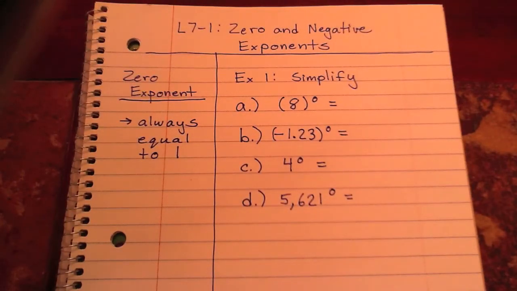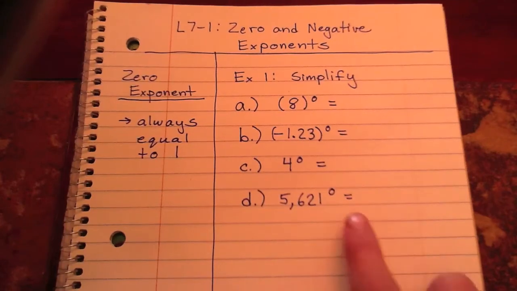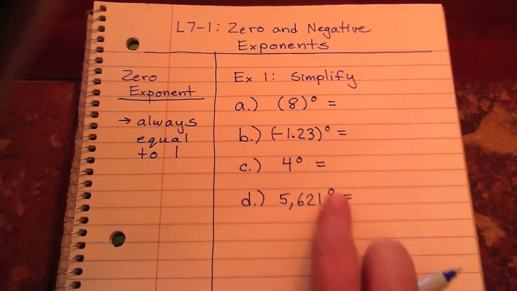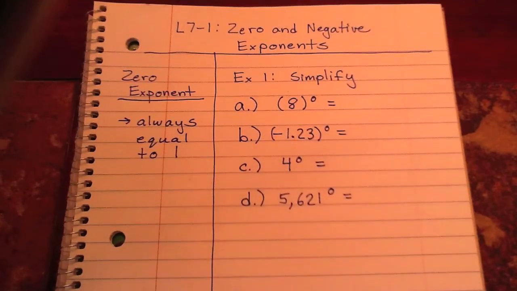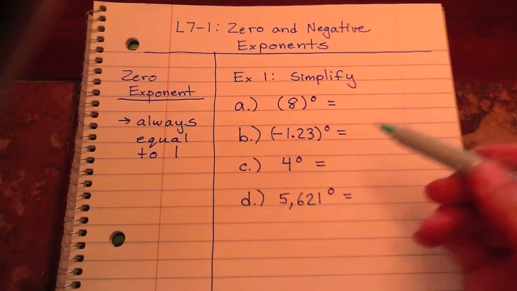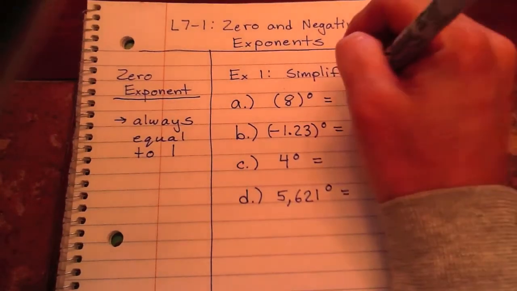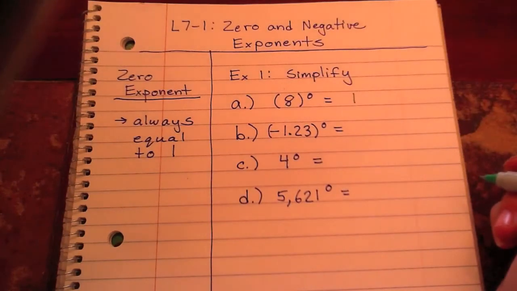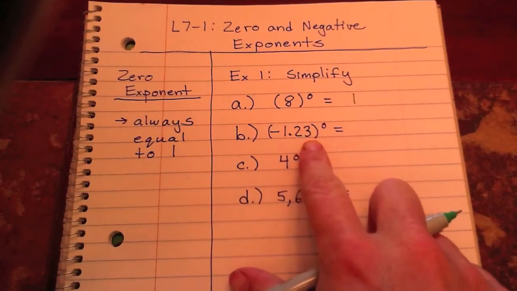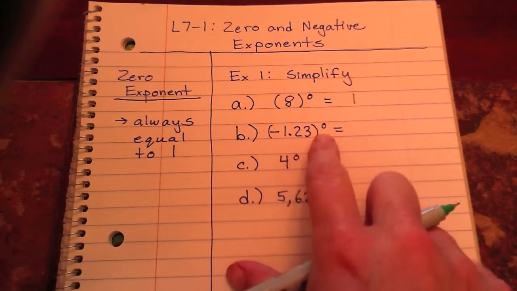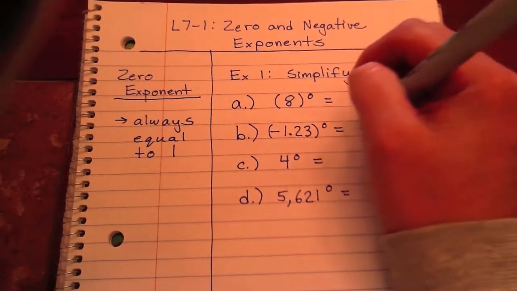Now, as we get further into the chapter, we're going to be applying zero exponents along with other things. So you have to be aware that the zero exponent only goes to whatever it's right next to or whatever's in parentheses in front of it. So if we go through this example, 8 to the 0 power, it's 1. Negative 1.23, or 1 and 23 hundredths, to the 0 power, it's 1.